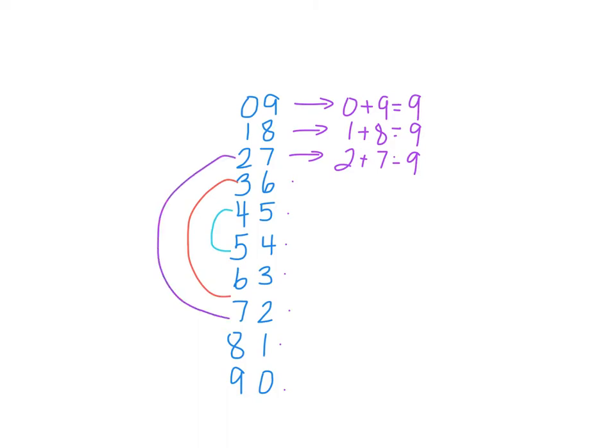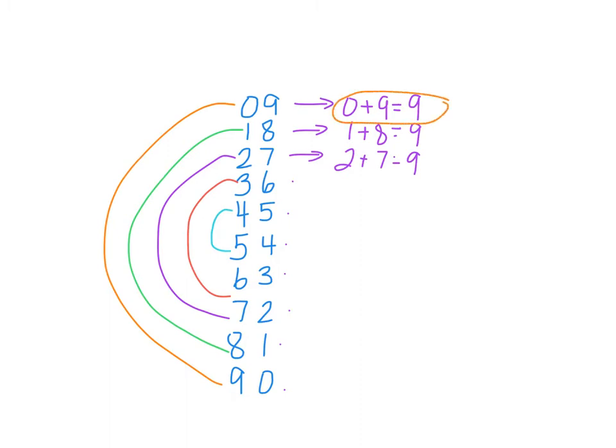27 and 72. 18 and 81, and 9 and 90. So there are a lot of really cool things about the nines facts. But the part that's going to help us most right now is this part that tells us that if a number is a multiple of 9, then the sum of its digits will also be 9.